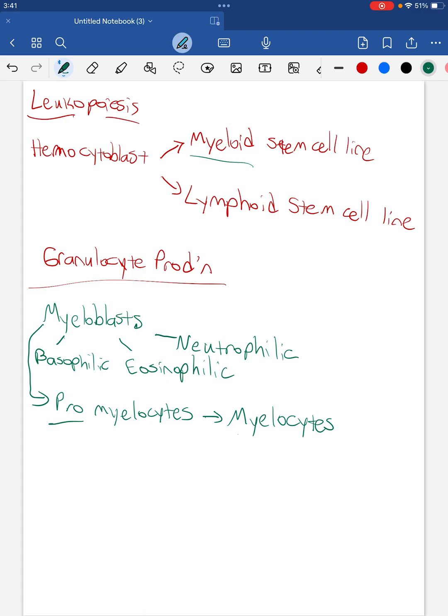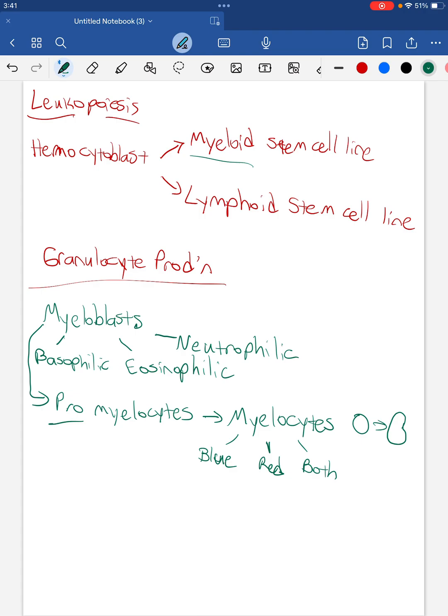Here, basophilic will show blue for basic. Eosinophilic will show red for acidic. And neutrophilic, both, blue and red, so it'll be like a pinkish color. The nucleus also starts to bend here. So we have a normal nucleus, it's going to start to bend, not quite a full bend yet.